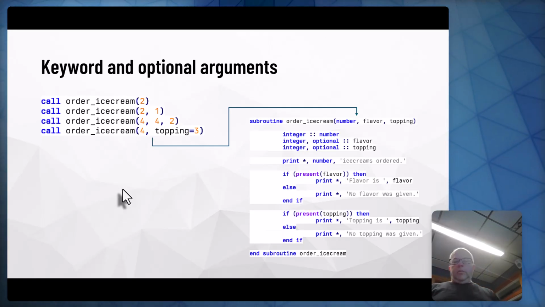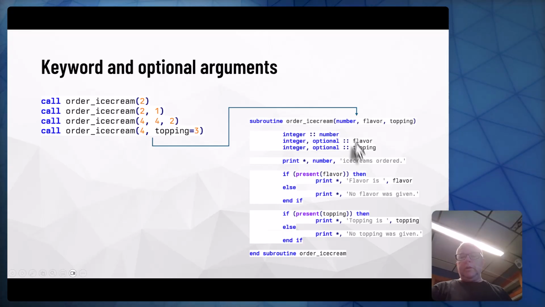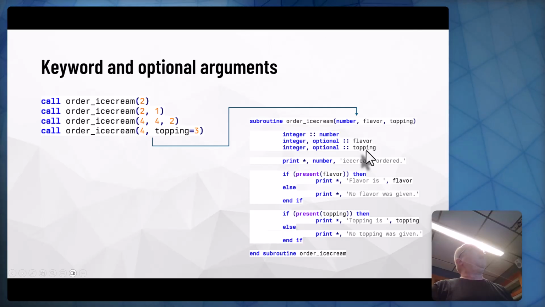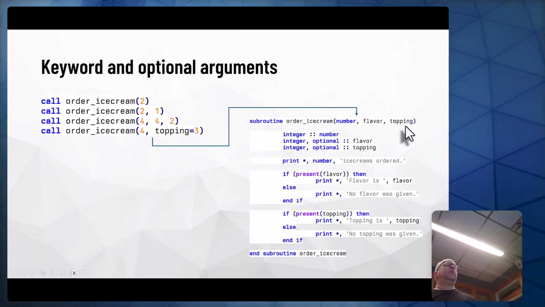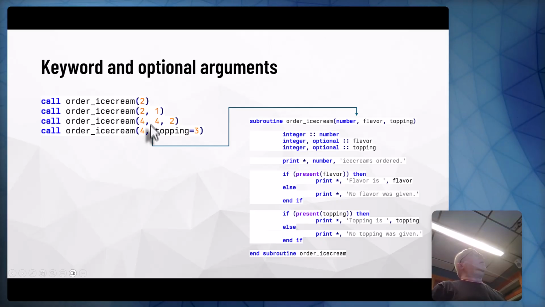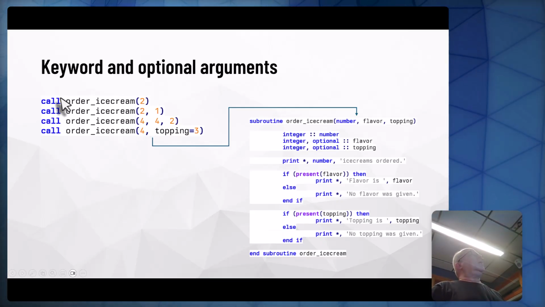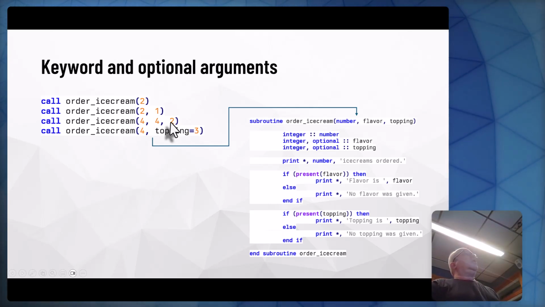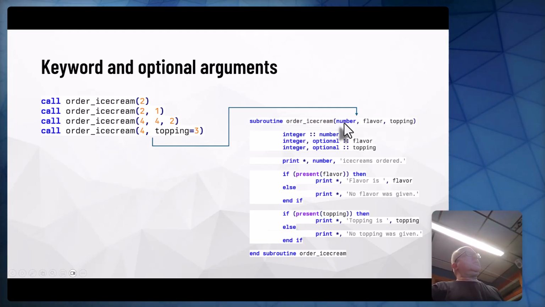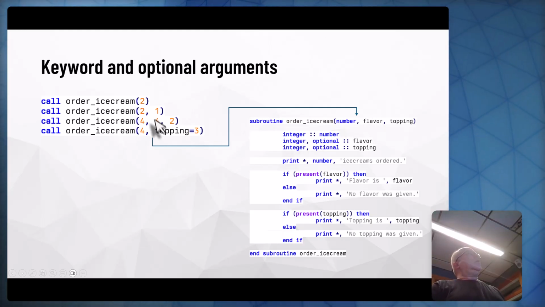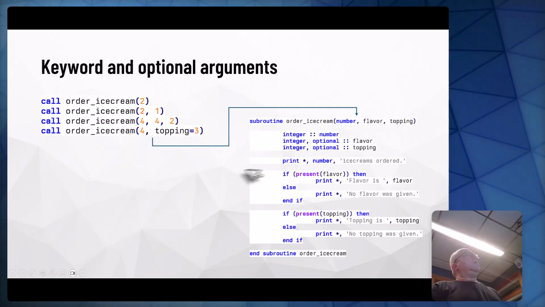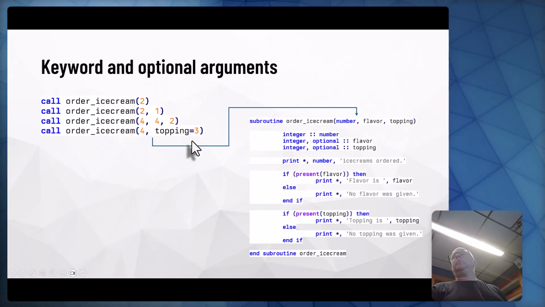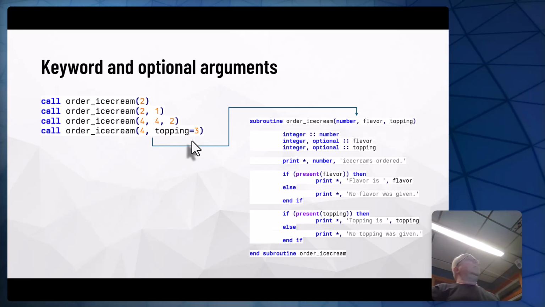So in this case, I have an ice cream order subroutine, and number here is not optional. The other two parameters, flavor and topping, are optional parameters, so you don't have to give them when you call it. So you can call this routine in all of these combinations here. This is the minimum, so you always have to provide 2 because number is not optional. You can give them in order, then 1 here will be the flavor, 2 here will be the topping. If you don't want to give flavor, you need to use keyword arguments. Otherwise, it doesn't understand the ordering. But all of these are quite legal.